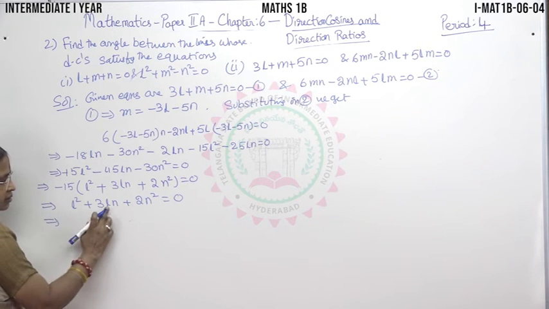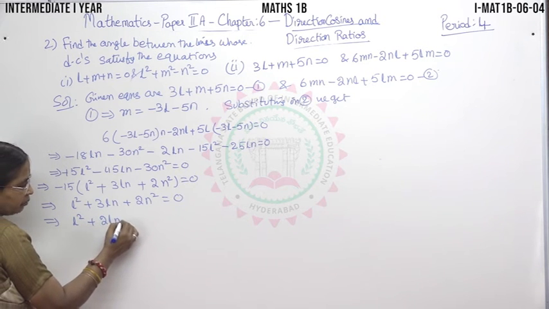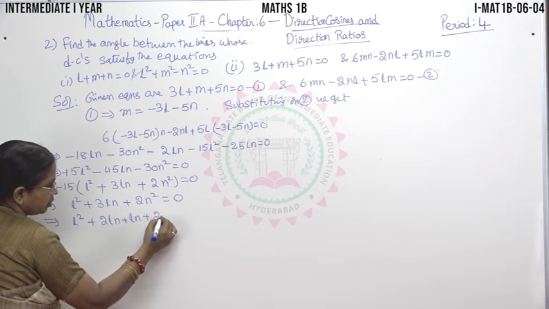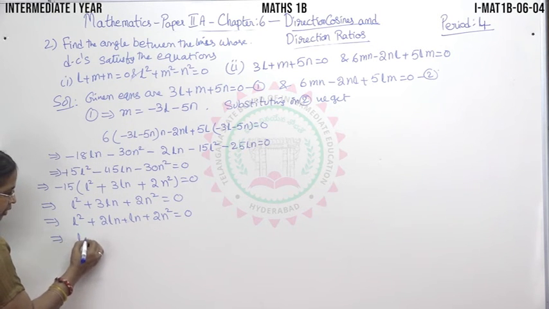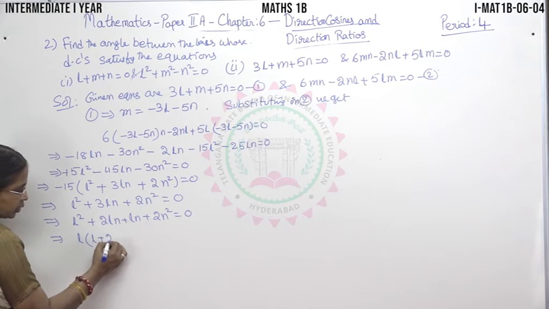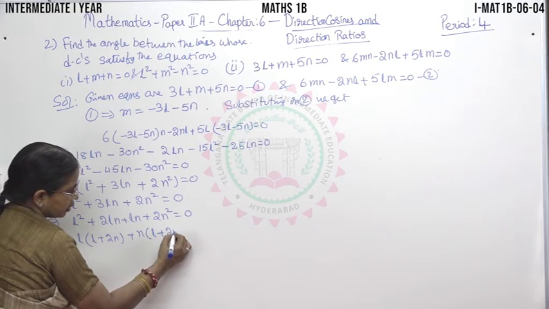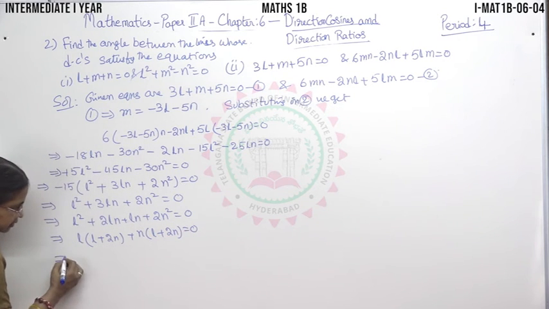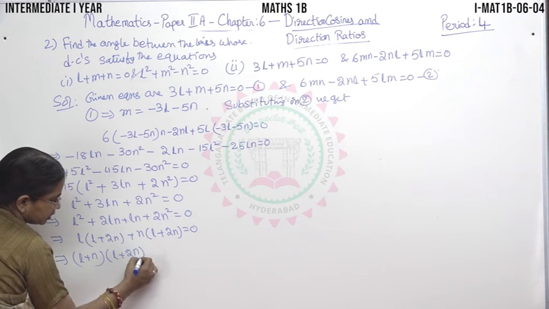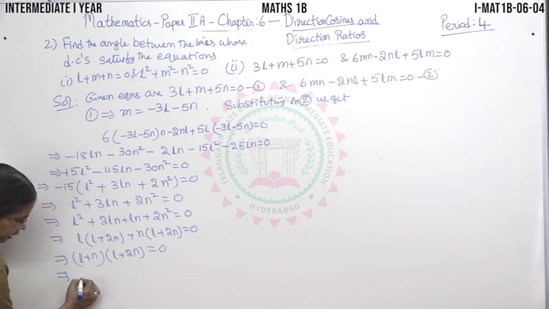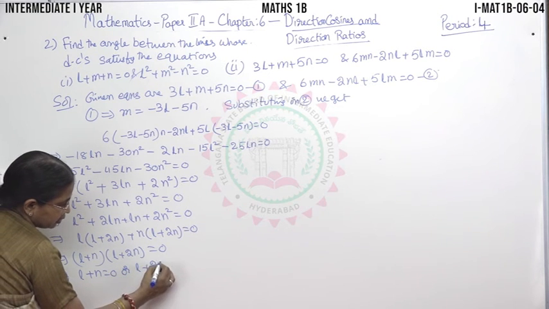Now you find factors. 2 ones are 2, plus 1 you can write. So l square plus 2ln plus ln plus 2n square is equal to 0. Okay, from these two we'll take l common, then we'll get l plus 2n. And from these two we'll take n common, then we'll get l plus 2n is equal to 0. So that means l plus n into l plus 2n is equal to 0. So it means that l plus n is equal to 0 or l plus 2n is equal to 0.